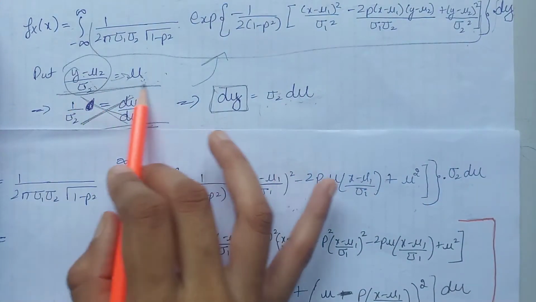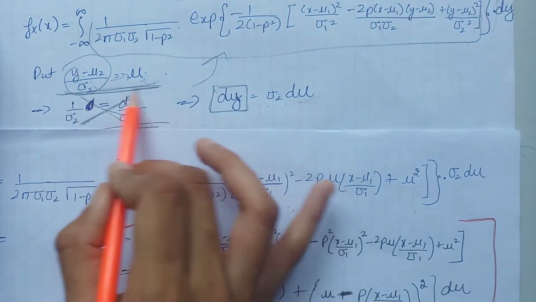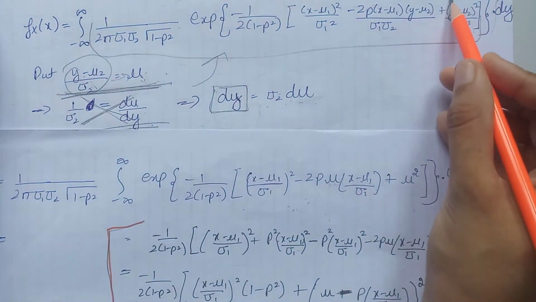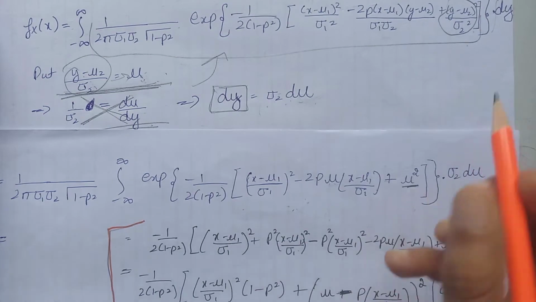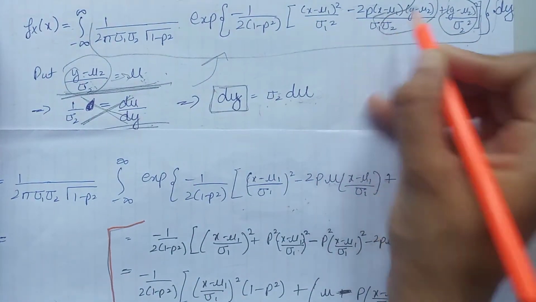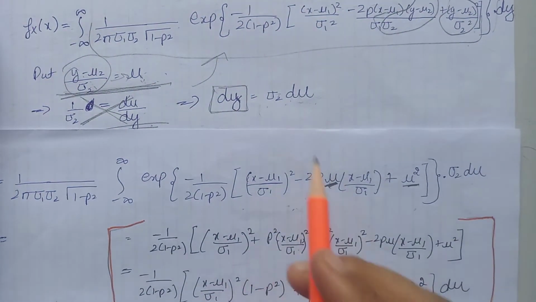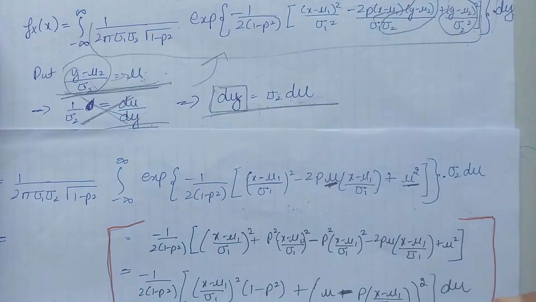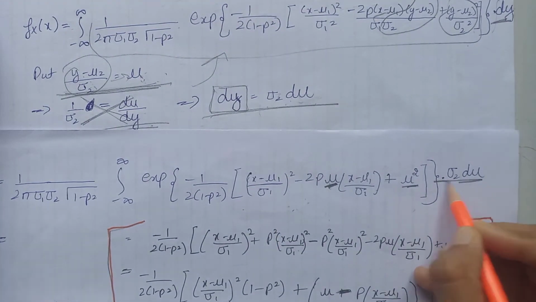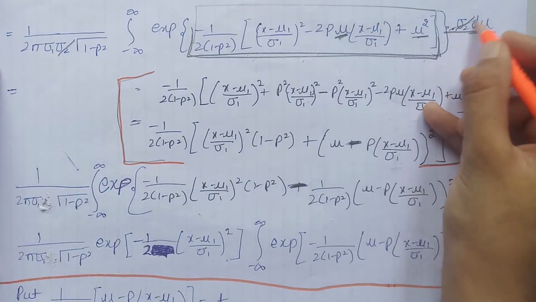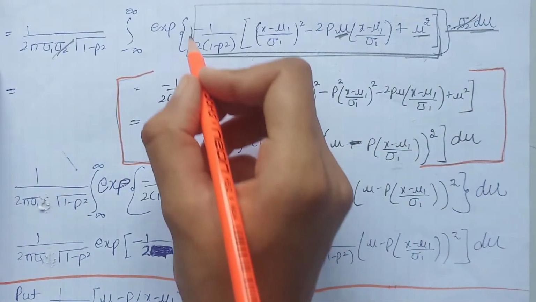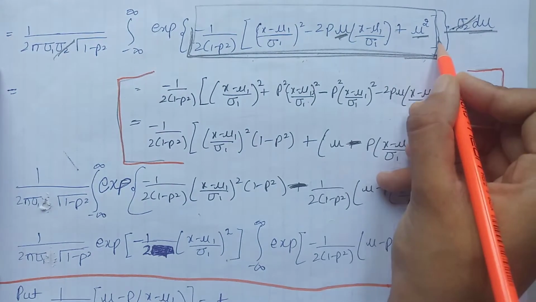So now we will use this substitution here. That is, according to this equation, here we have to write mu square, and here we have to write only mu, like this one. And according to this equation, in place of dy we just have to write sigma 2 d mu. So now we can cancel this sigma 2 by the sigma 2. Now firstly we will calculate this equation.